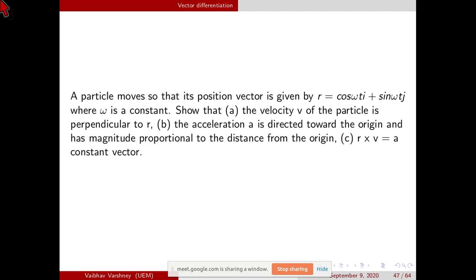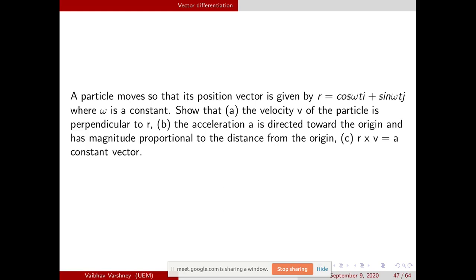So after getting dr by dt, we can do the dot product or cross product to find the angle between them. We can do the dot product, and if it comes out to be 0, because in the dot product there is cos theta and cos 90 is 0. So if the dot product comes out to be 0, then we can say that r is perpendicular to v. Clear to all?